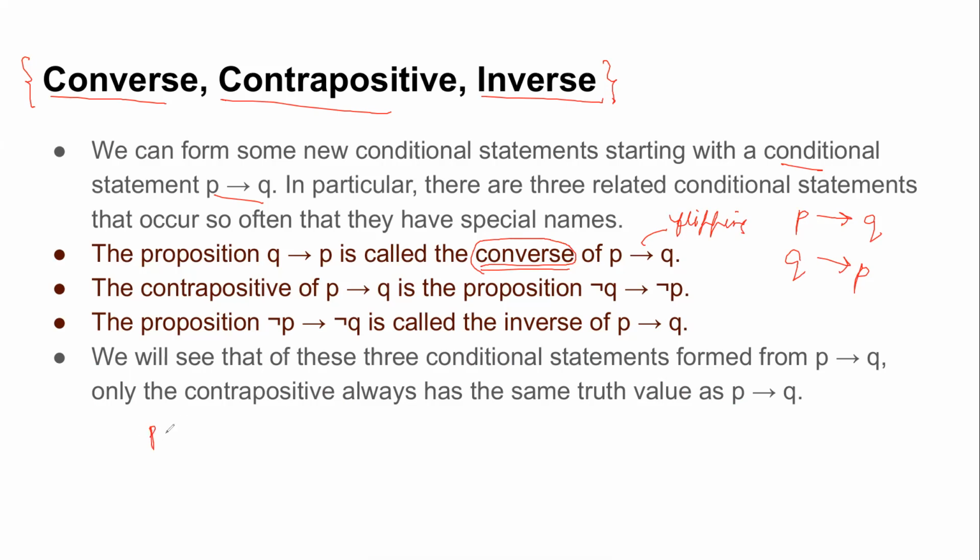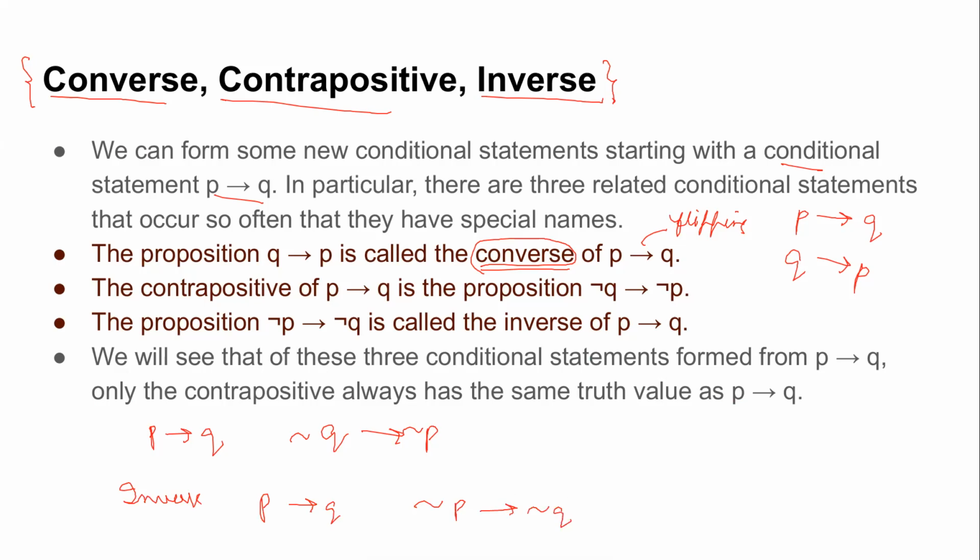Second is contrapositive. If I have P implies Q, contrapositive means two steps. One, you flip the hypothesis and the conclusion, and also take their negation. Two steps: you flip the two statements, first becomes second and second becomes first, and then also take the negation. Similarly, the last one is known as inverse, which is, if I have P implies Q, you simply take its negation.